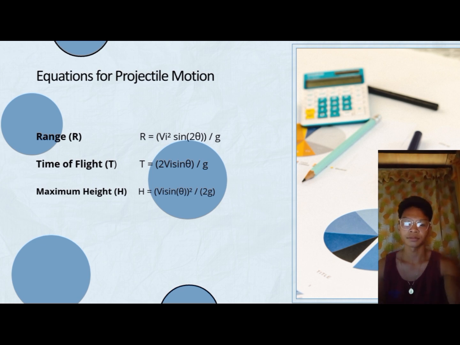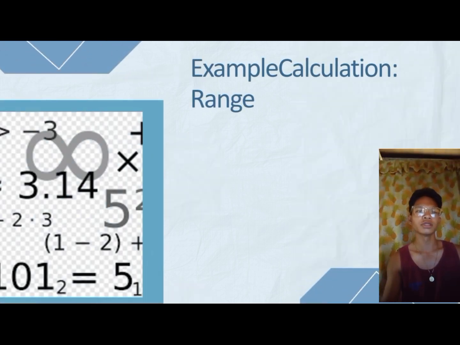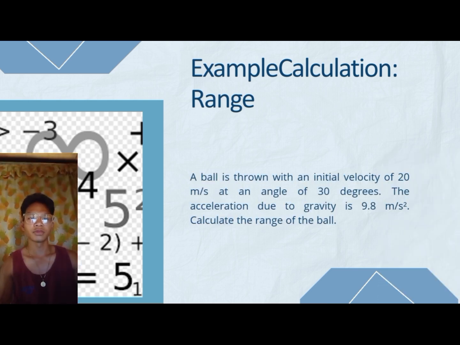Here is an example of a problem that we need to calculate the range, time of flight, and maximum height of a projectile. A ball is thrown with an initial velocity of 20 meters per second and an angle of 30 degrees. The acceleration due to gravity is 9.8 meters per second squared. Calculate the range of the ball.